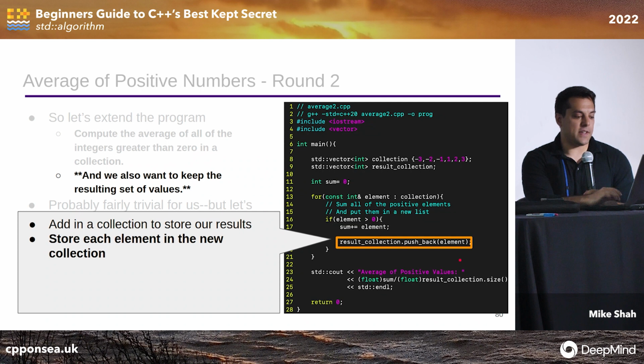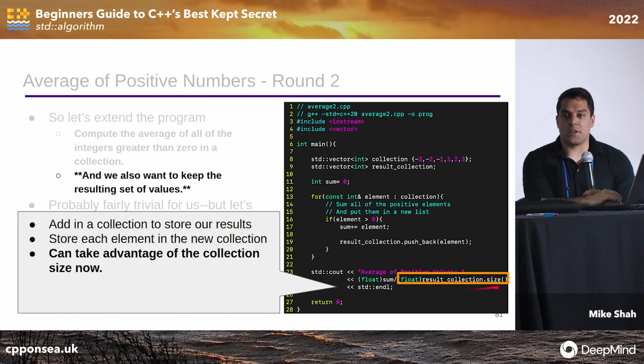And now we can even take advantage of the size of our collection as well. So I got rid of a variable, the number of elements. Okay, so we have this here again, and I promise this works again. We get the same value too.